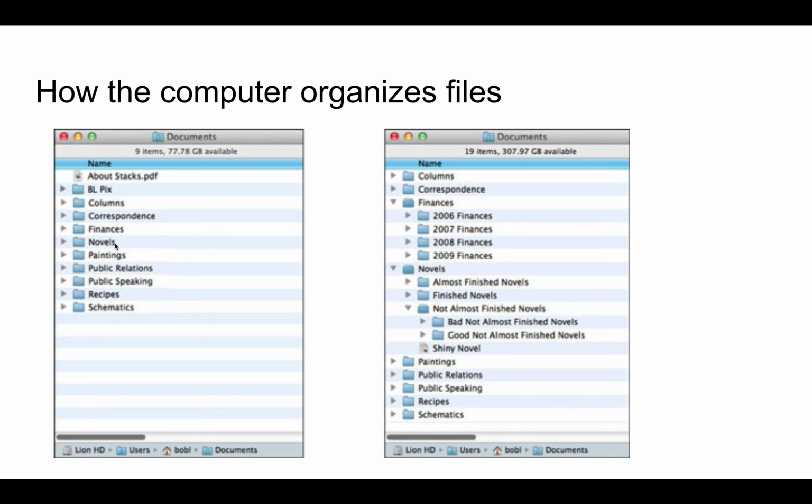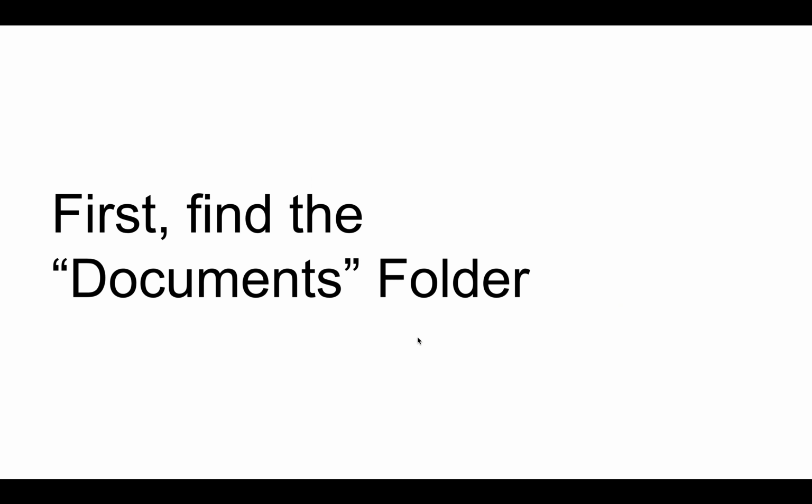Now, if you have something inside of one of these folders, it might be just a document like this thing that says Shiny Novel, or it might be a folder itself inside the folder. So as you can see here in this folder called Finances, there are a bunch of other folders called Finances underneath it. The other name for this is directories. You can see you can put folders inside of folders. You can put folders inside of folders that are inside of folders. You can put documents inside of any of these folders. And that's how things are organized, folders and documents. It's that simple. Now, first, we're going to find our Documents folder.